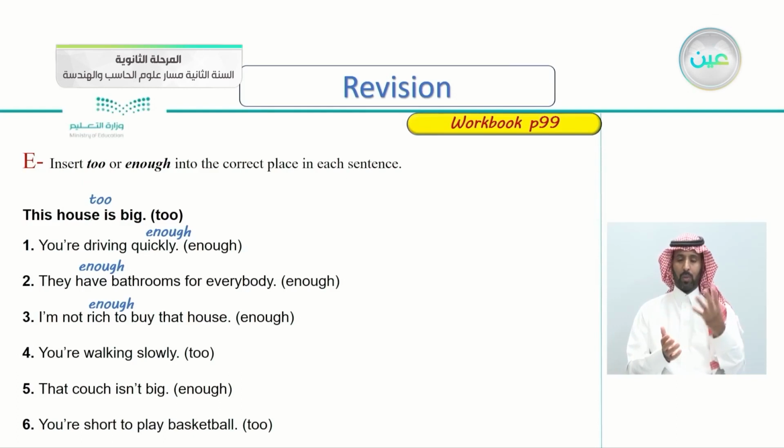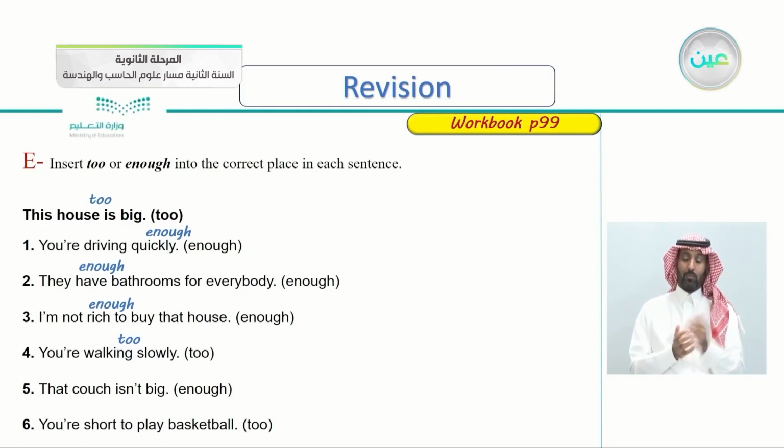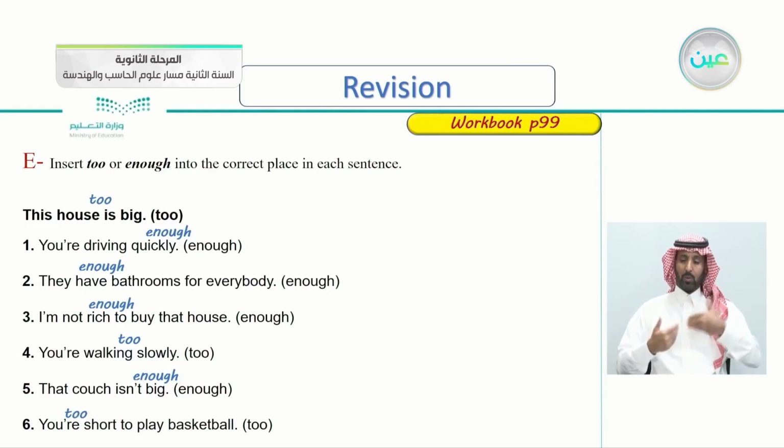Number 4, you're walking slowly and the word too. So you're walking, yes, you're walking too slowly. Excellent. That couch isn't big and the word enough. Yes, that couch isn't big enough. So it's the same thing. You're short to play basketball and the word too. Very good. You say you're too short to play basketball. You can't play basketball. Why? Because you're too short.